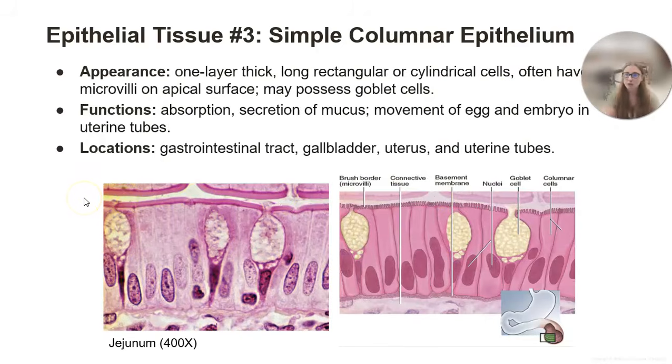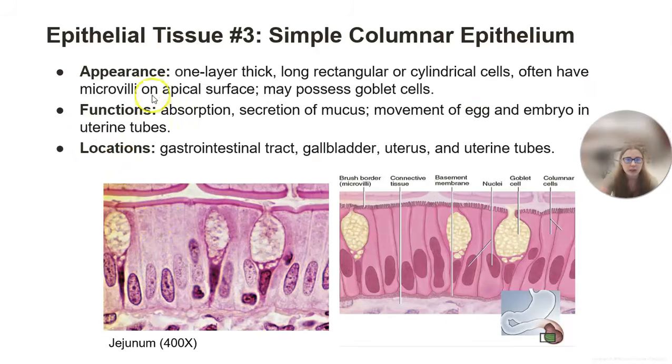All right, on to our third tissue type. Keeping with the simple theme, now we have our simple columnar epithelium. So again, simple, remember, means one layer thick. Columnar now, though, we have columnar epithelial cells. So these are our epithelial cells that are going to be really long in appearance, rectangular in appearance.